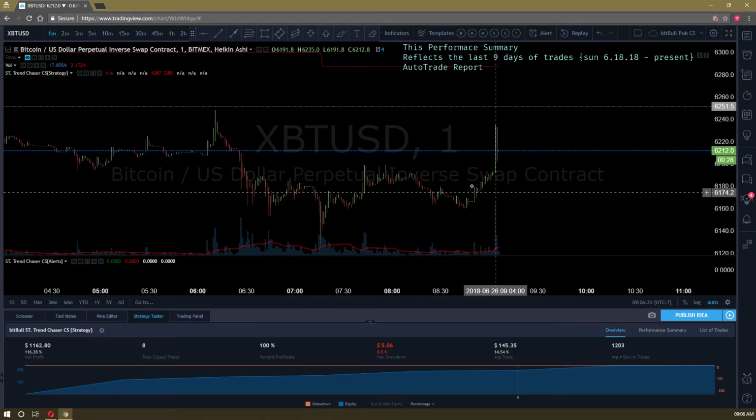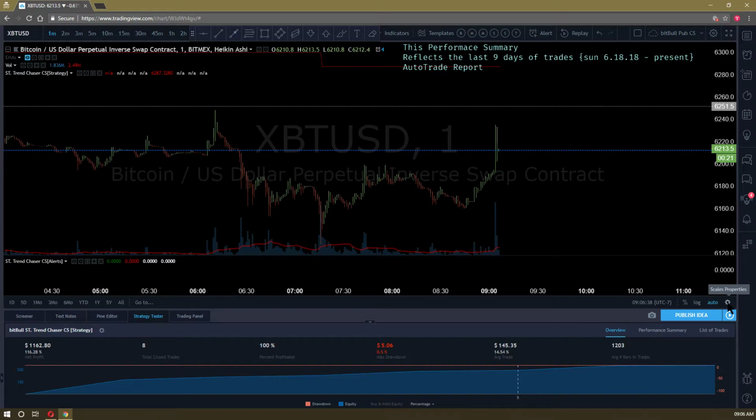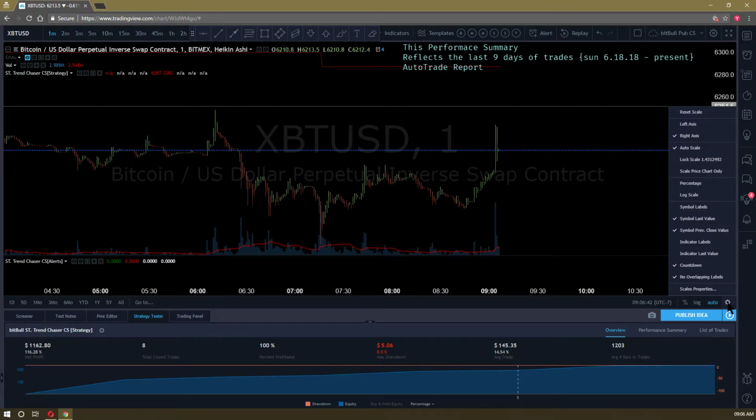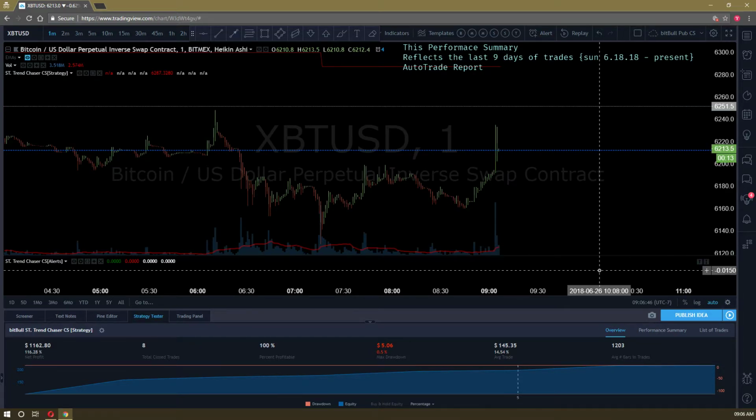Now, once this 1 minute candle closes, you see I put the timer right here. I know you're like, how did he get that timer? You go into this gearbox right here, scale properties, and you can go into scale properties. That's one way. Here's another way.